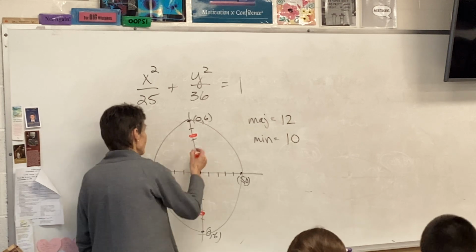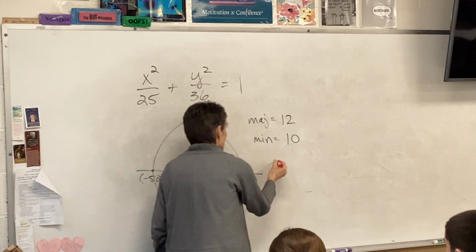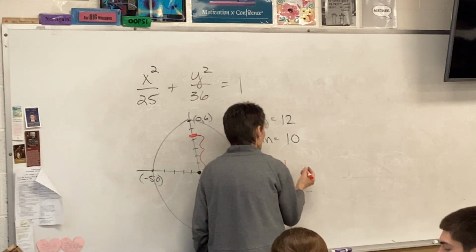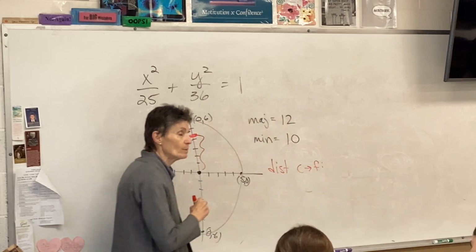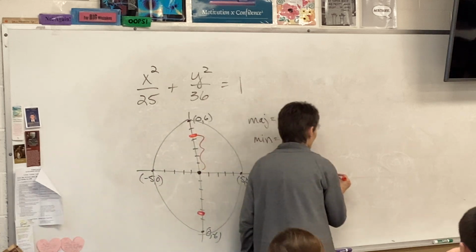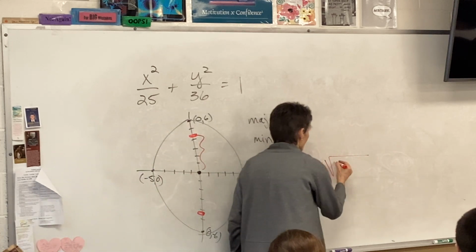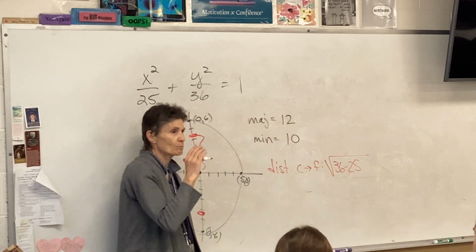Now, I need to figure out how far up and down to go. Anybody remember how we find the distance from the center to the focus? How did we do it in our last example? We do the square root of 36 minus 25. How do I know how to subtract?